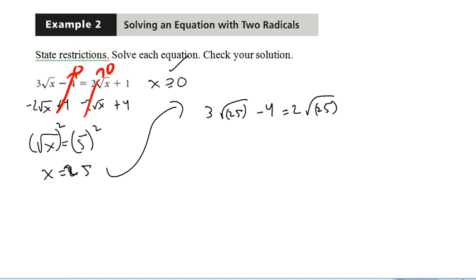Always put them in brackets when you sub them in. So 3 times 5 is 15. 2 times 5 is 10. So I've got, oops, that's supposed to be a plus. So I get 11 equals 11.